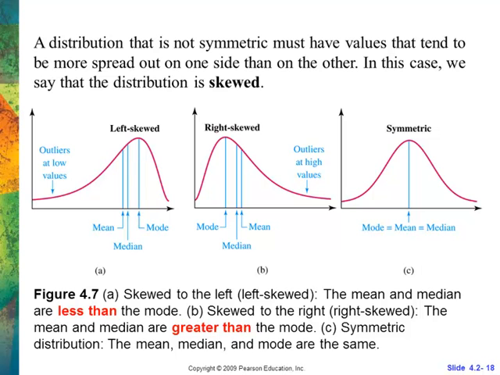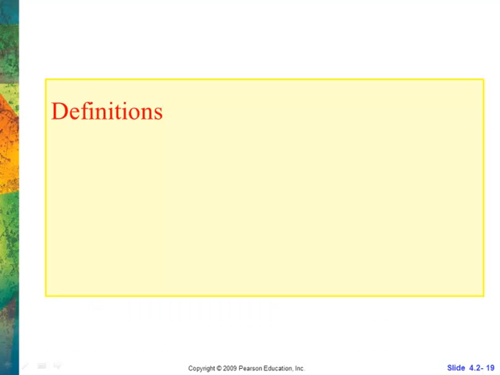Skew talks about whether the mean is where the outliers are. If we have outliers that are low, we're going to have values skewed to the left. Notice the mean is less than the median, which is less than the mode. If the outliers are high, the mean becomes higher than the median and the mode. So mode is less than median is less than mean. If mean, median, and mode are equal, it's symmetric.